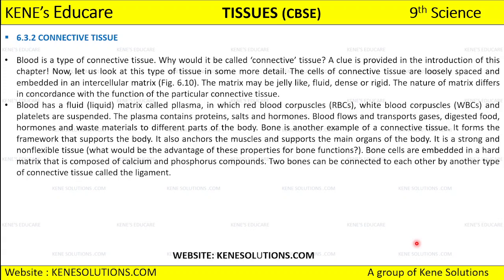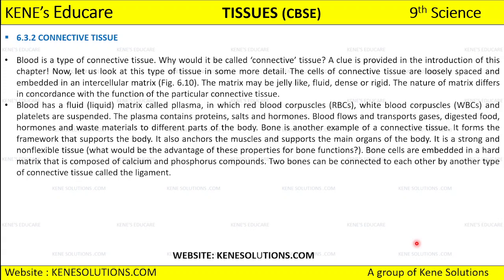Fluid matrix called plasma, in which red blood corpuscles, that is RBC, white blood corpuscles, that is WBC, and platelets, all these three are suspended in the blood. What does the blood have? Red blood corpuscles, white blood corpuscles, and platelets. All these three things are suspended in the blood. Okay, and as I told you, blood के पास एक fluid matrix होता है which we call plasma.